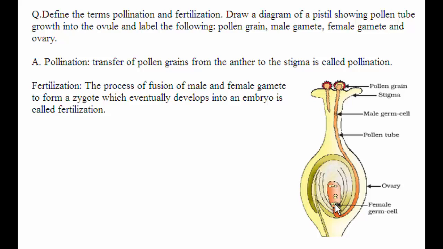Next is female gametes. You can see here these are the female germ cells inside the ovule and ovary. So this is the ovary of the flower.